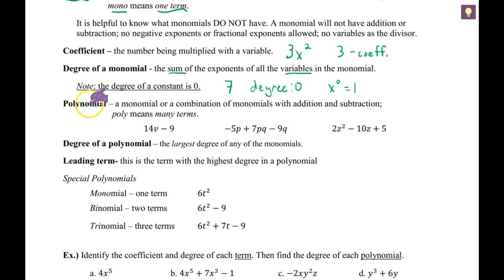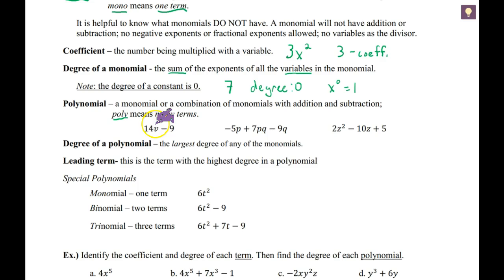A polynomial, that word poly means many, so many terms. But it can be one term or more. So you can call anything that's one term or more a polynomial. So this has 2 terms, this has 3 terms. These are all polynomials, so it just means many.